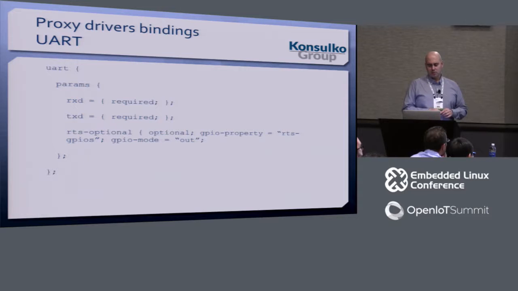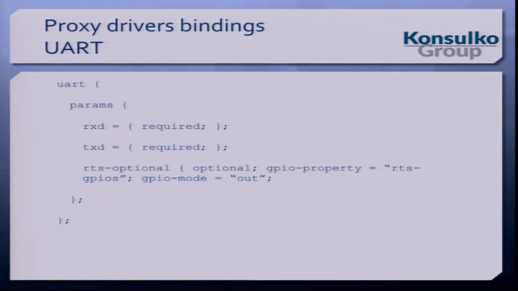So let's take a look at a few things about the proxy driver. You have a UART function driver, and you list what kind of parameters are required. You have an RX and TXD pin, and optional properties like RTS, CTS. Some of them can be connected to a UART function, or some of them can actually be GPIOs. So you need a way to describe what happens when you have a GPIO property there.